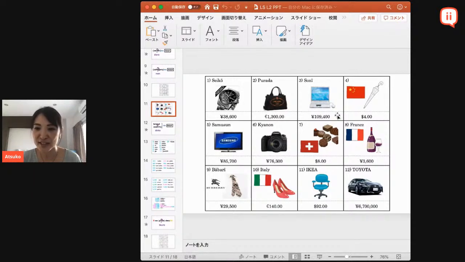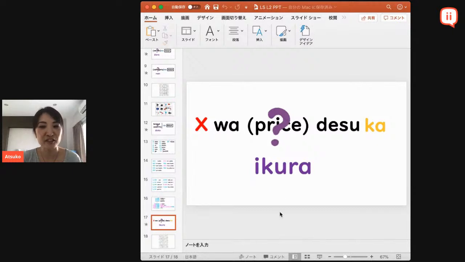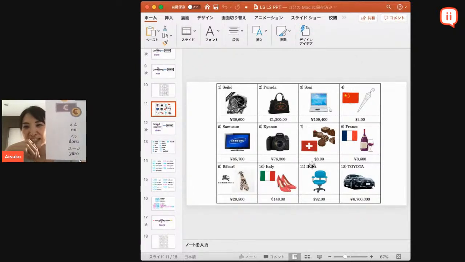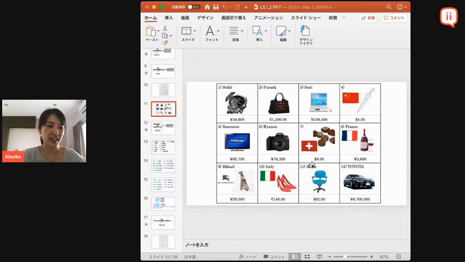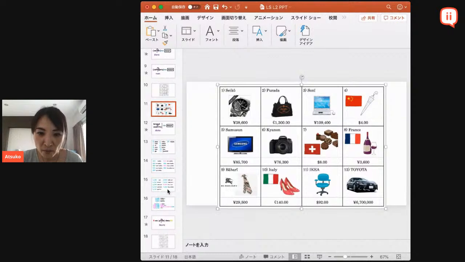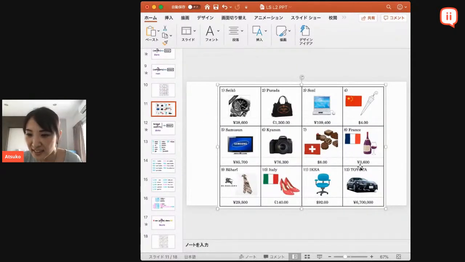はい。じゃあ、please make a sentence. How much is the chocolate? チョコレートはいくらですか?Answer. 8ドルです。Okay, then please ask the price of wine. Wine wa ikura desu ka? Answer is 3,600 yen desu.